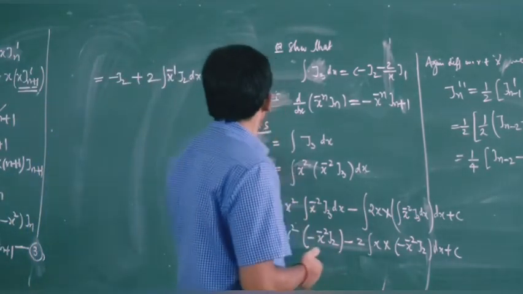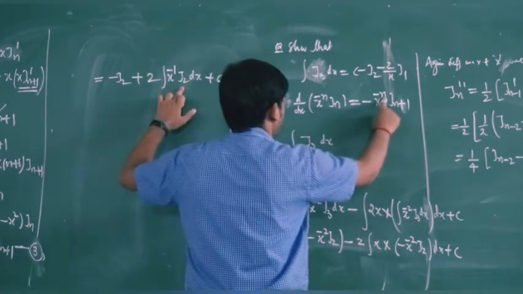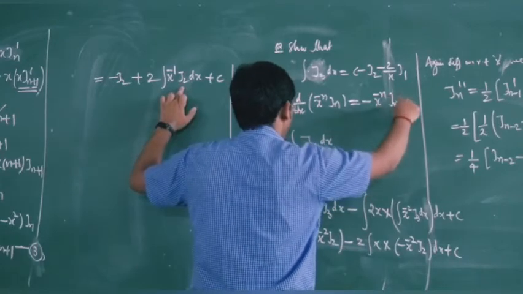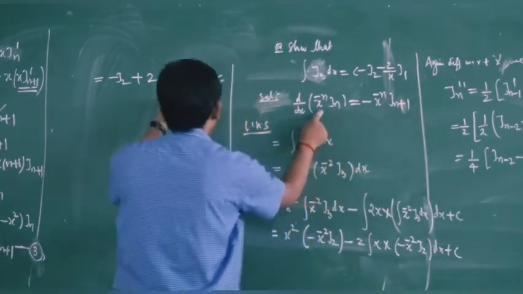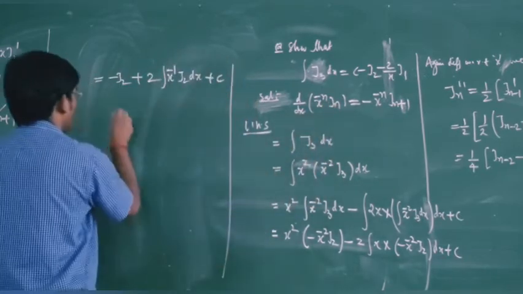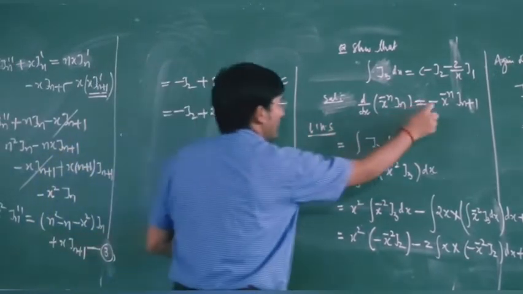And again, if you put n equal to 1 here, then this will be x power minus 1 into j2, and this will be equal to x power minus 1 into j1. So this will be your, again apply this equation.